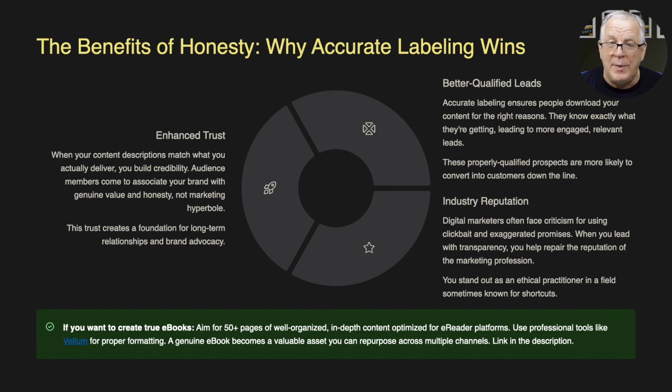Second, it generates better qualified leads. Accurate labeling ensures people download your content for the right reasons. They know exactly what they're getting, leading to more engaged, relevant leads. These properly qualified prospects are more likely to convert into customers down the line because they've already demonstrated genuine interest in your specific type of content.